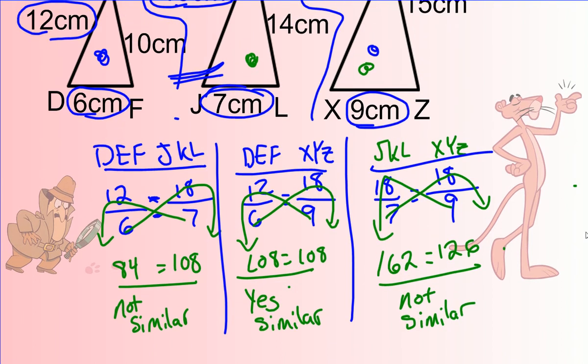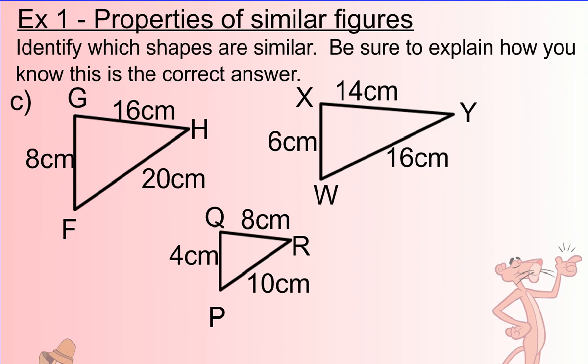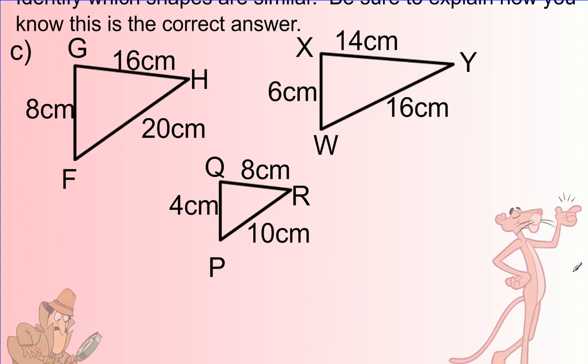Okay, so we can check for similarity by using a proportion, because similar figures are proportional. Letter C. Same thing. Identify which shapes are similar. Be sure to explain how you know this is the correct answer. So, all the shapes they give me side lengths. Shapes are similar if their sides are proportional. So, we're going to use proportions.